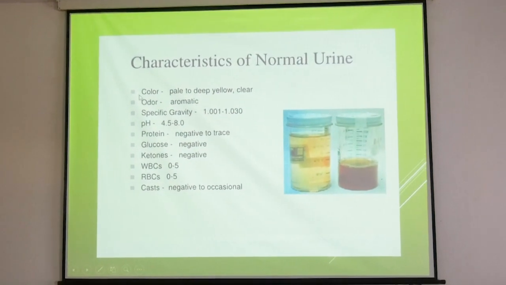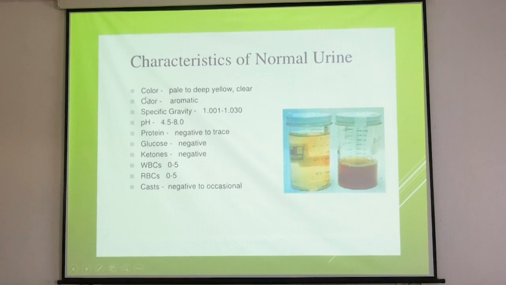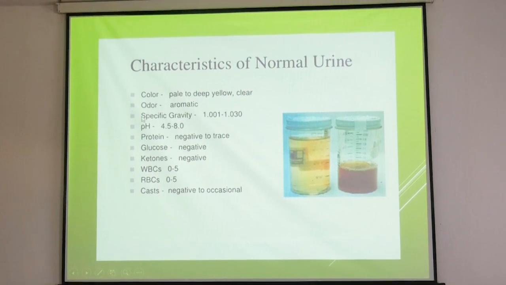So these are the characteristics we have already read: color, odor, specific gravity, pH. And these are the things which have to be determined as present or absent: protein, glucose or reducing sugars, ketone bodies, WBC, RBC, and casts.